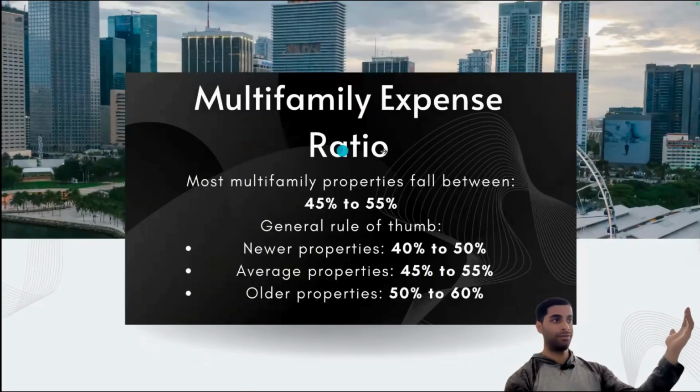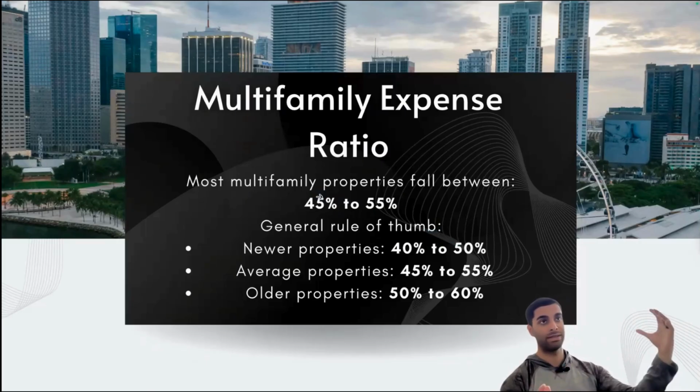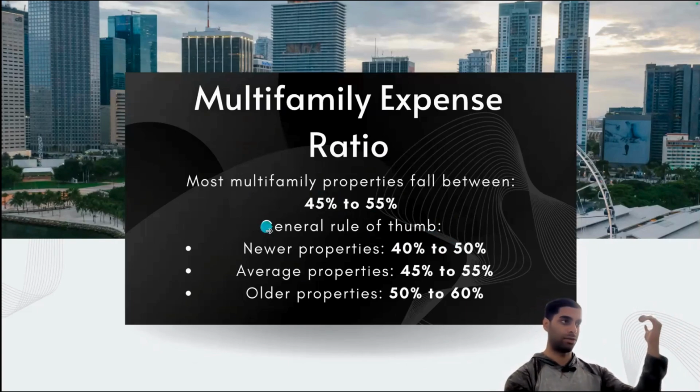Okay? So multifamily expense ratios. Most multifamily properties fall between 45 and 55%. So that means of the revenue, the total rent collected, 45% to 55% of it is going to go out to operating expenses. Those are all your expenses except your mortgage. So this is property taxes, insurance, property maintenance, utilities, etc.